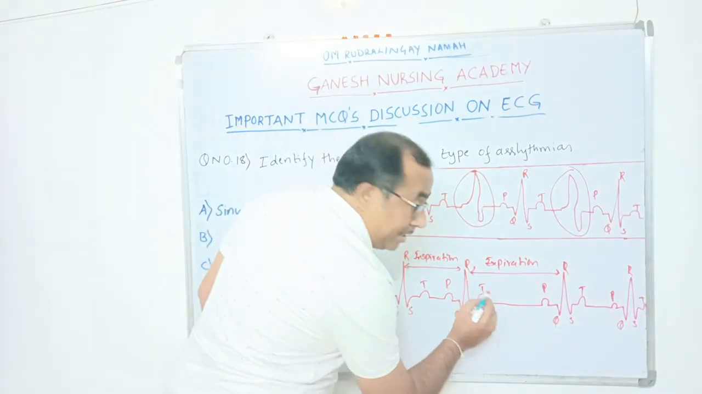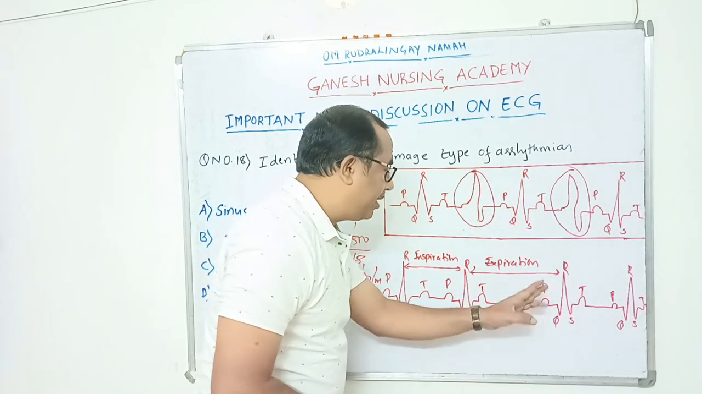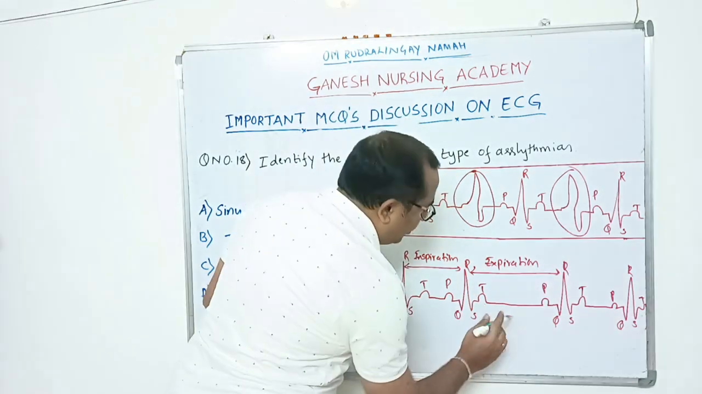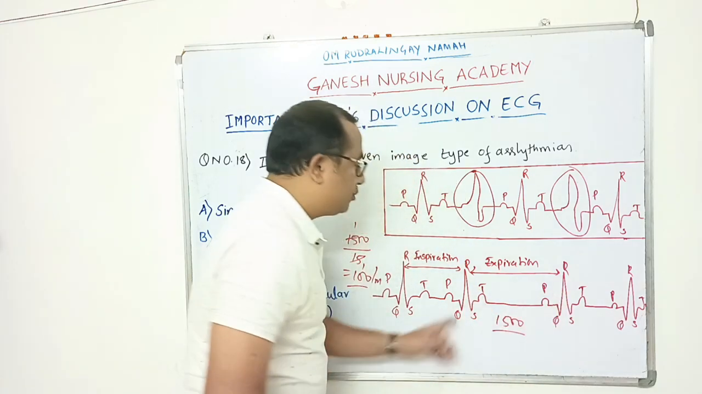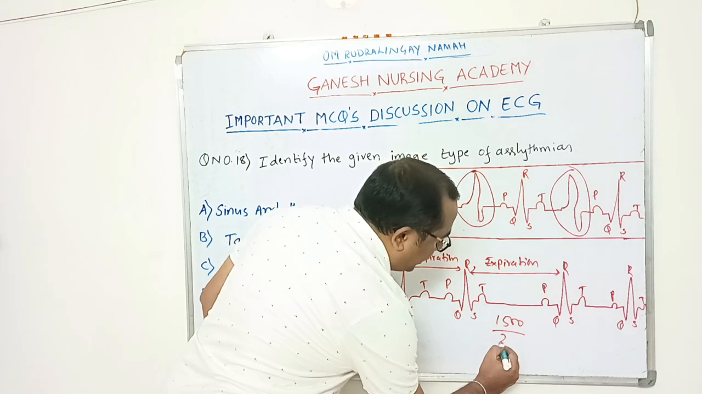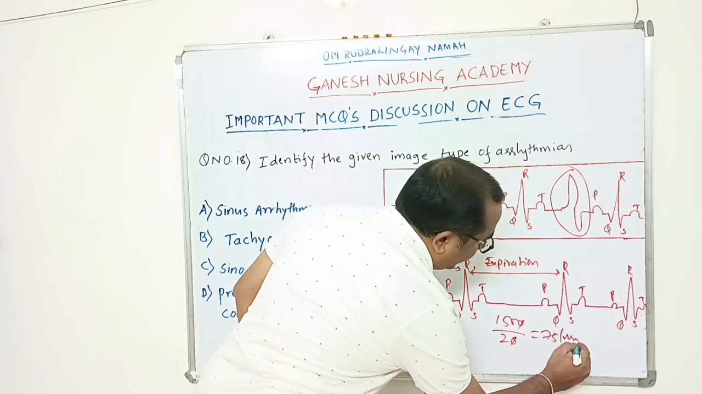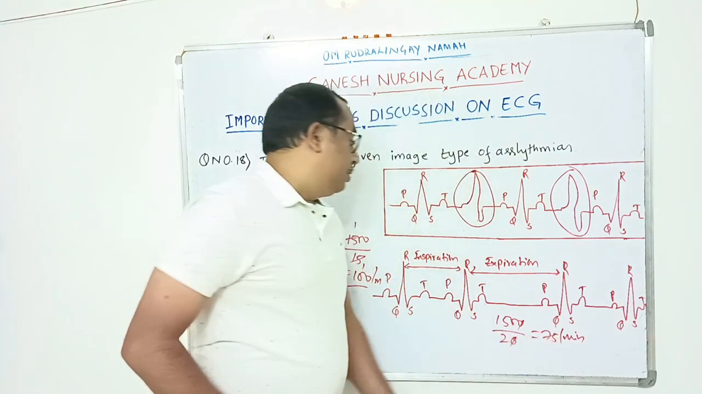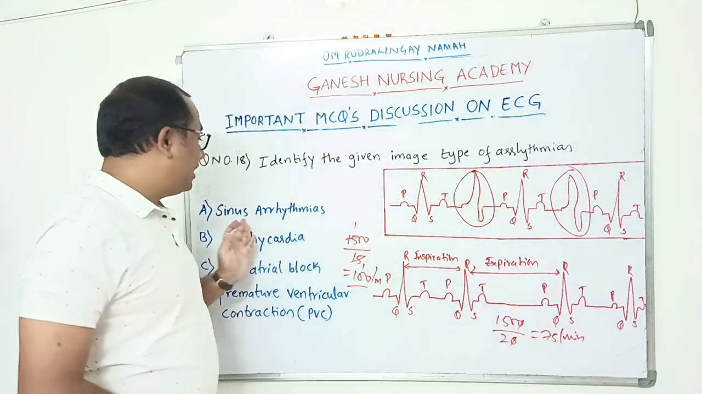When we count the heart rate, either atrial or ventricular, during expiration, 1500 stays constant, but the number of small squares may be 20. So 1500 divided by 20 is 75 beats per minute. This kind of arrhythmia is known as sinus arrhythmia.